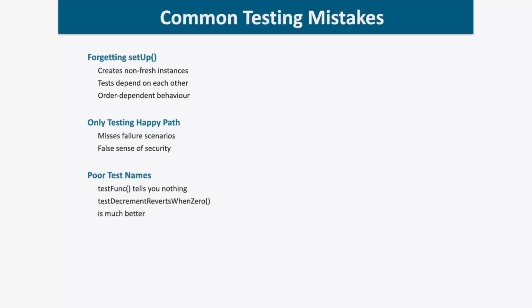Mistake number 1. Forgetting your setup function. Without a setup function, your contract instance isn't created. Tests will fail mysteriously. You need to always include it. If you're only testing success cases, you're missing failure scenarios. You need to test that failures fail as expected. Good names make debugging easy. Bad names hide problems. Avoid these mistakes and your tests will be solid.